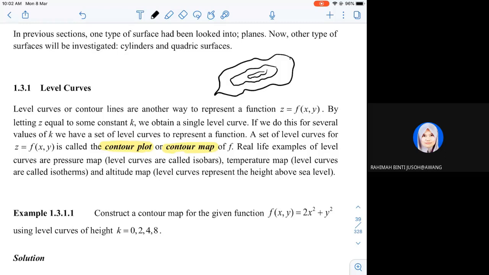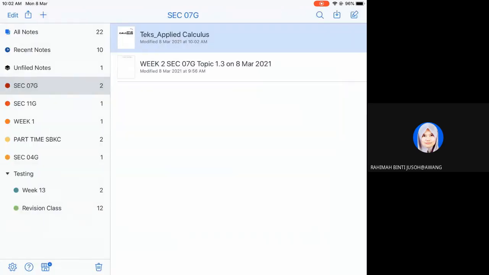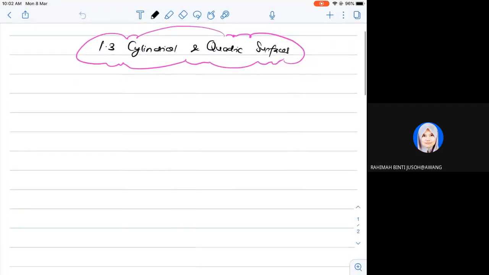So today we are going to learn about level curves mathematically. Okay, secara matematiknya. Now let's write something here. Subtopic 1.3.1, level curves.